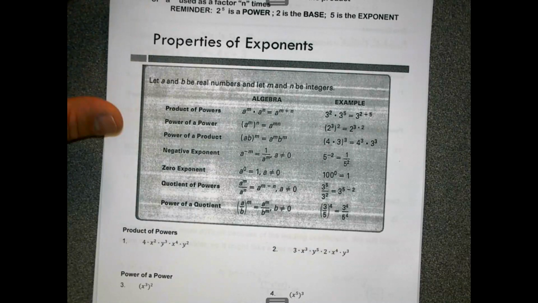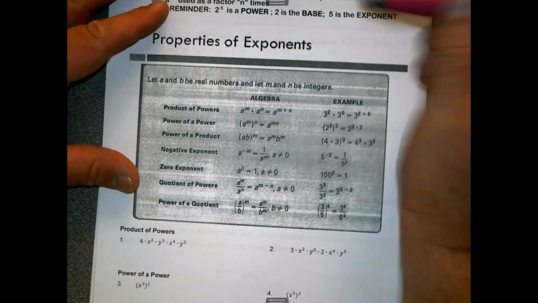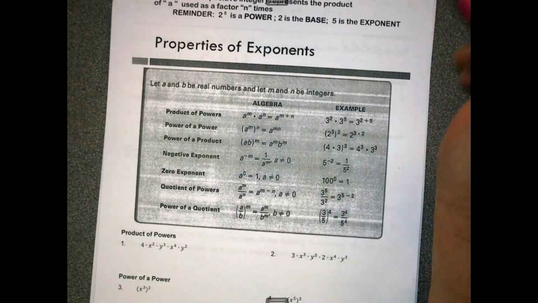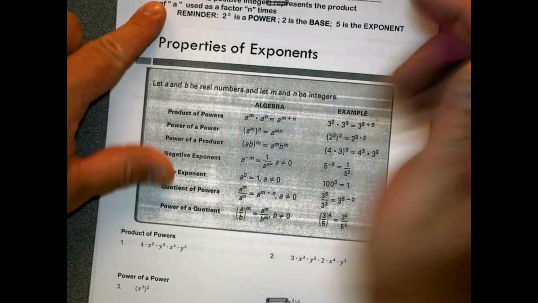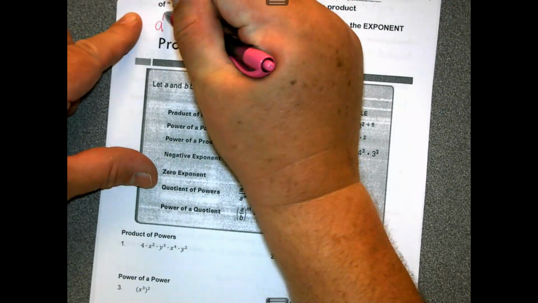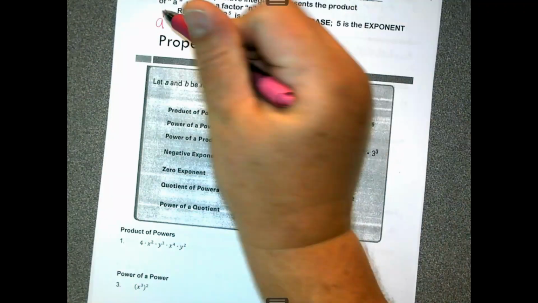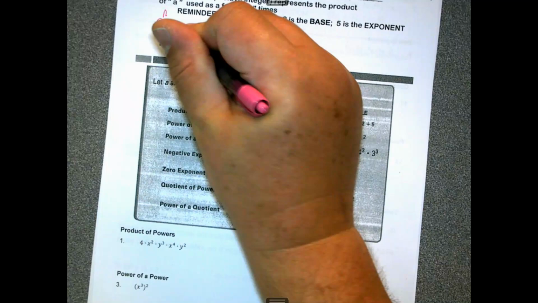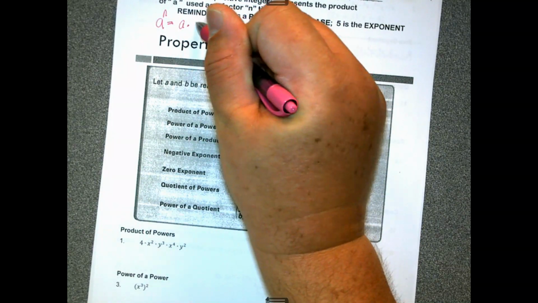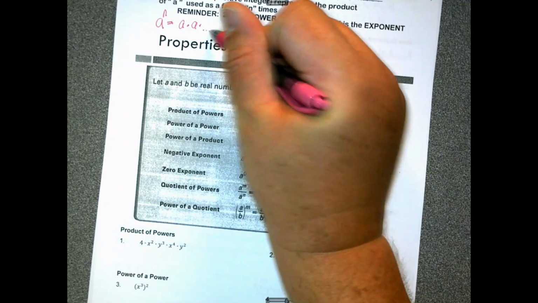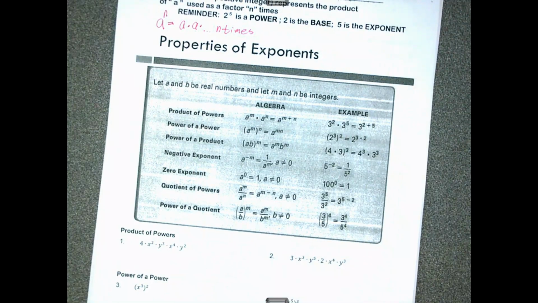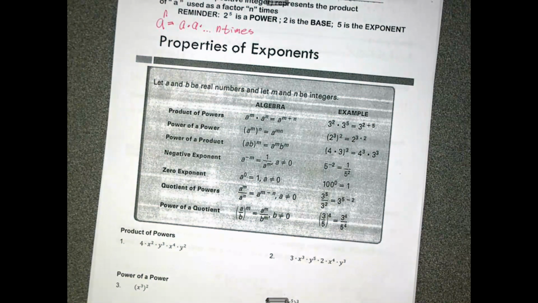Base, we usually call it base B. Here they're using A. So our base is A, and our exponent is N. And when you're dealing with powers, all this means is that you are multiplying this by itself n times, right? So if I have x squared, it's x times x; x cubed, x times x times x, right?